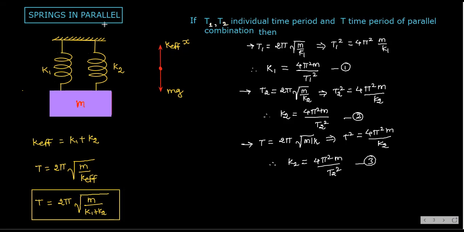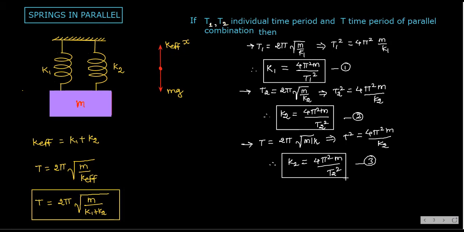So likewise we got 3 equations. This is the first equation. Concentrate. And this is your third equation. Now from these equations 1, 2 and 3, if I substitute in the formula K effective is equal to K1 plus K2, then what are we getting? See.